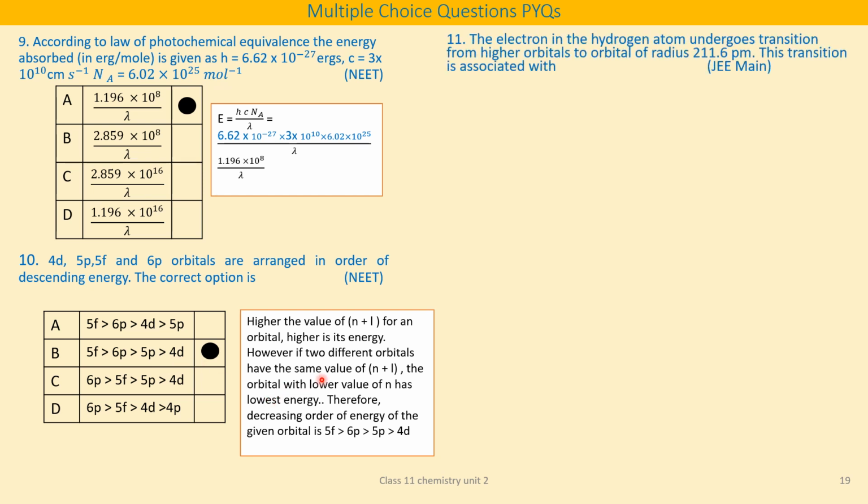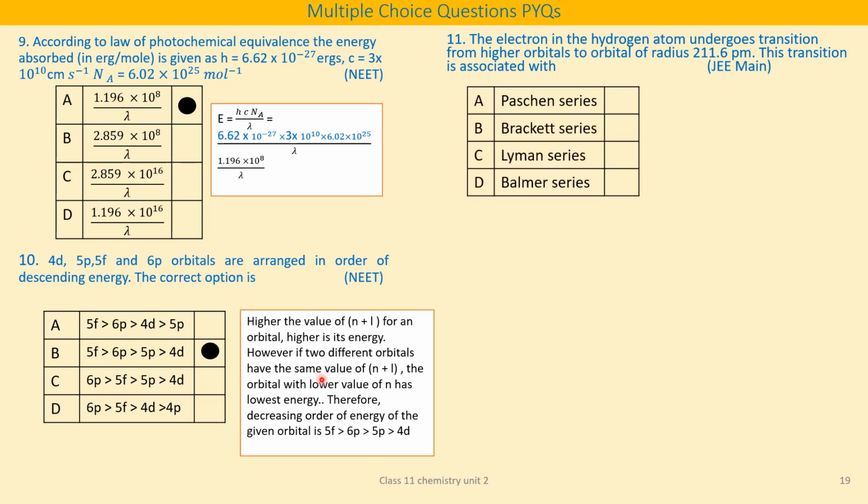Next question. The electron in the hydrogen atom undergoes transition from higher orbitals to orbital of radius 211.6 pm. This transition is associated with. So it is a question in JEE Mains examination. Four options are given: Paschen series, Brackett series, Lyman series and Balmer series. So you have to remember and mark the correct answer as Balmer series. So you mark it, option D is the correct answer.